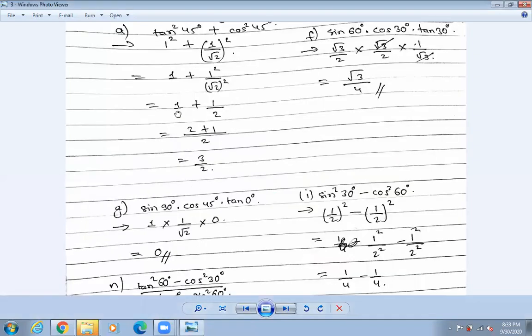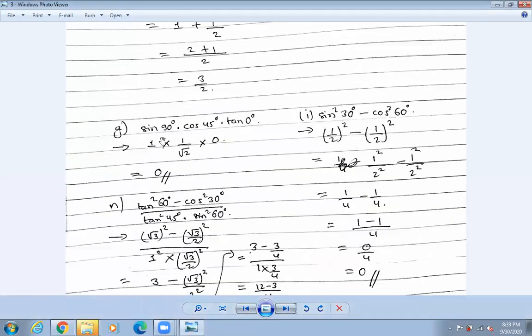So in this question, sin 90 means 1, cos 45 means 1 by root 2, tan 0 means 0. So if you multiply 1 quarter with 0, it becomes 0. Any number multiplied by 0 is 0. So 0 is going to be our answer.